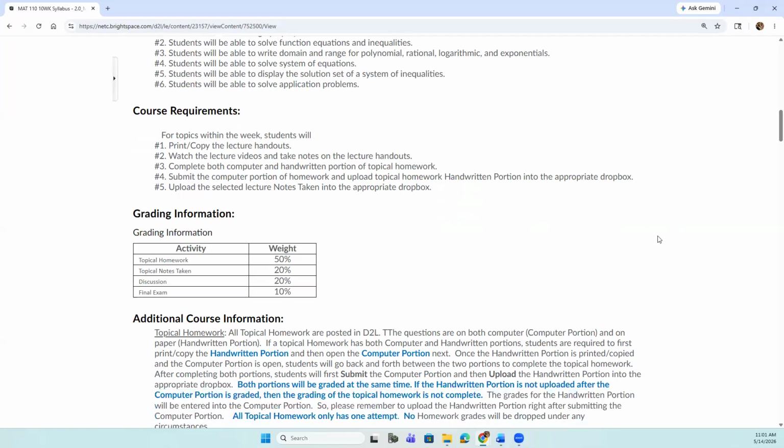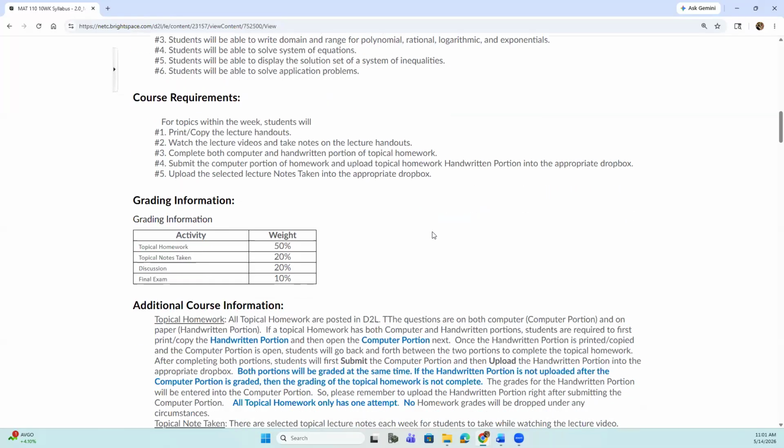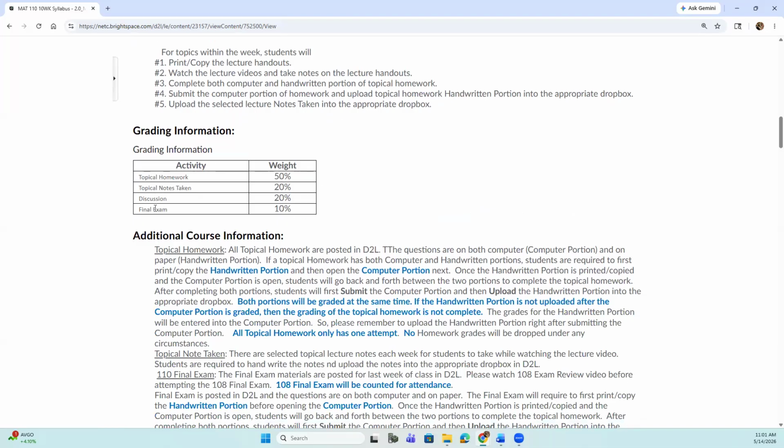Every week there are selected lecture notes taken. Make sure you upload the notes taken into the correct Dropbox. Like I mentioned earlier, for the week that we cover topics 4 through 7, you will only need to turn in the topic 7 homework, not the other ones. Okay. So here are our graded activities for this class.